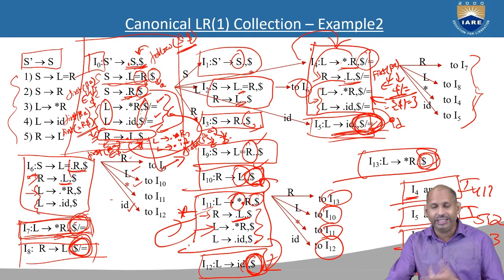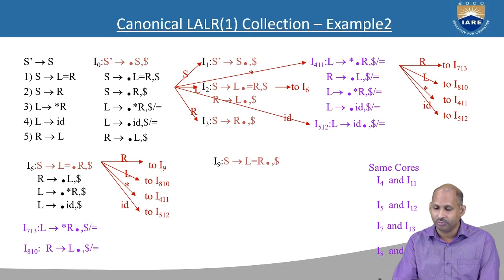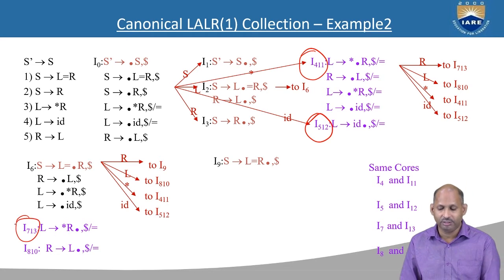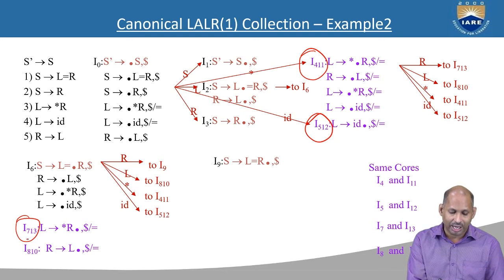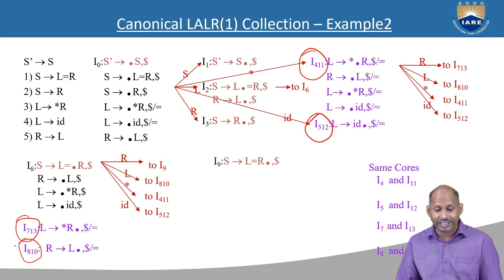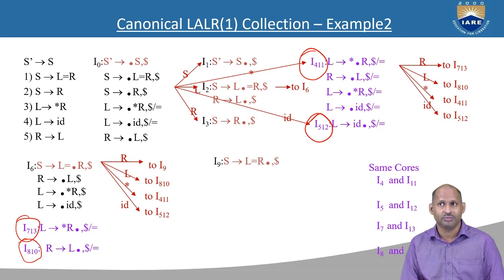By combining these closure groups, we get this: 411, 512, 713, I810. So we deleted the 10th group, 11th group, 12th group and 13th group. 4 states are reduced.